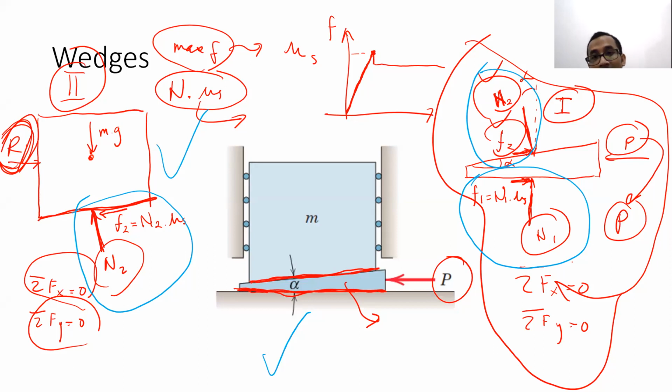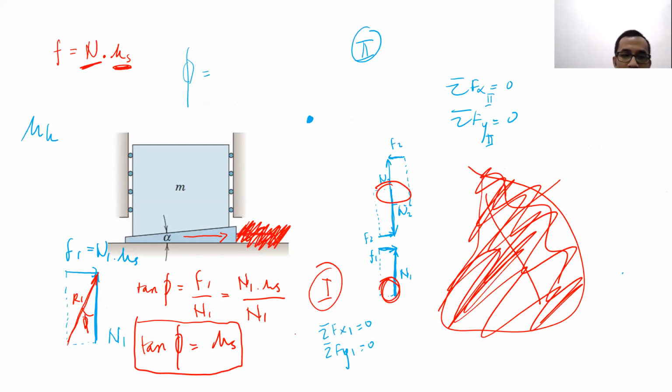Because of that as well, we can represent both normal force and friction force as one summation force, one resultant force R, with a certain angle. The angle phi there represents that tangent phi is the same as the mu that you use. If you use mu s, then tangent phi will be equal to mu s. If you use mu k, then tangent phi will be equal to mu k, like that.